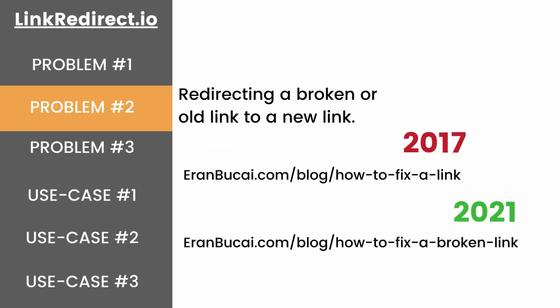The second problem is redirecting a broken or old link to a new link. I'll give you an example, and this blog doesn't actually exist, but let's just say that in 2017, which is when I started online, I wrote a blog called how to fix a link. And let's say 4 years later, I realized, hang on, maybe this name is not very good. Maybe the blog needs to say how to fix a broken link. So if I want to change the name, it means that this link will no longer work. Using this software, I can actually do it. So even if this old link still gets sent, it can still send people directly to the correct link.